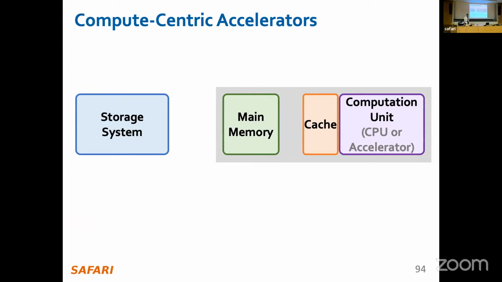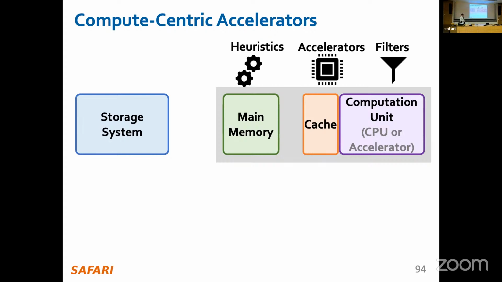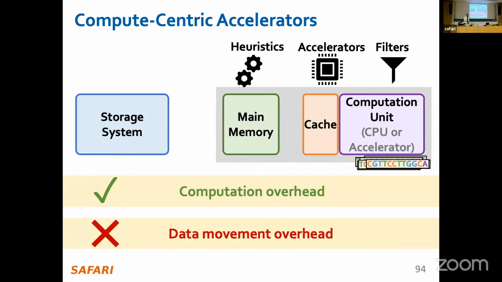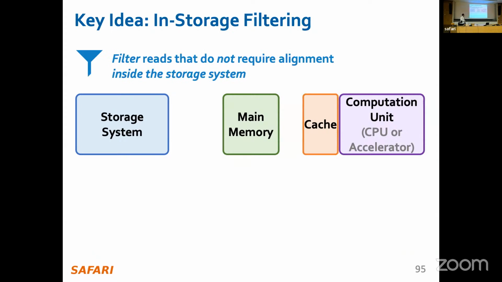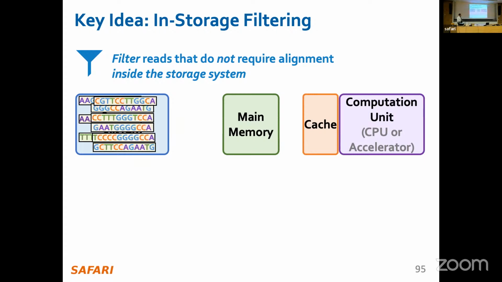A bunch of prior works have proposed ways of doing computation inside the main memory for sequence alignment using heuristics or accelerators, or using this type of pre-computing that's called filtering, and this reduces the computational overhead, but you still have the same data movement overhead, because the reference genome is stored in the storage device. So the key idea here is to move that first filtering step to the storage device. So hopefully we can reduce the amount of data that we're going to move from the storage to the computing elements. With that, we filter the reference genome to only a few reads, and then you only move those few reads into the computing element itself.